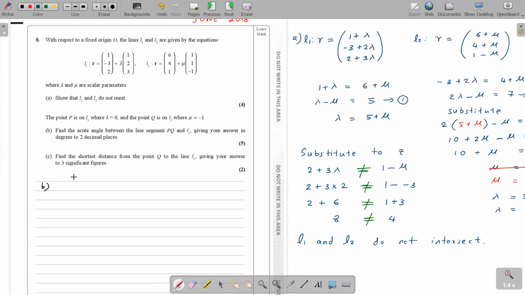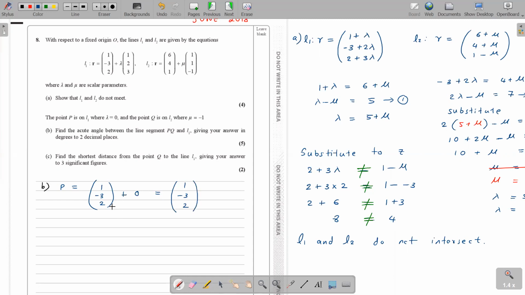First, we'll get the coordinates. The point P is on line 1. So here 1, minus 3, 2 plus lambda, where lambda is 0, isn't it? So your point P is (1, -3, 2).